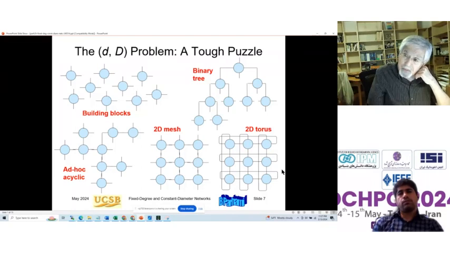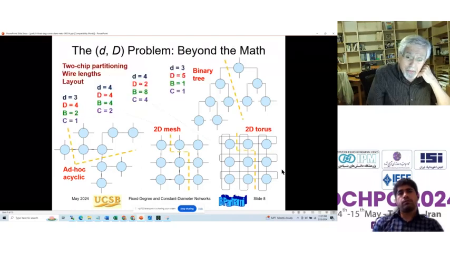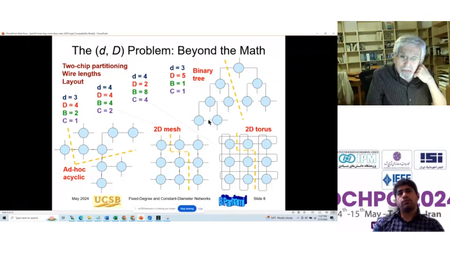So they are different with respect to performance parameters. Here are some examples of those performance parameters. The diameter is 4 for this network, 4 for this mesh, 2 for this torus, and 5 for this binary tree. And the shorter the diameter, the higher the communication performance, the lower the latency of communication in the worst case.